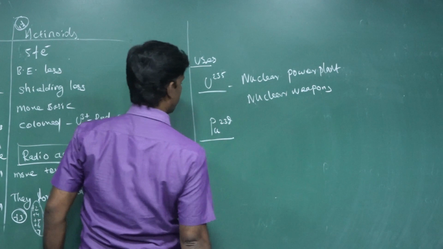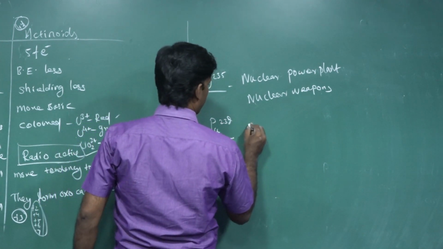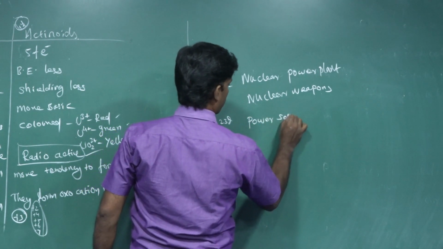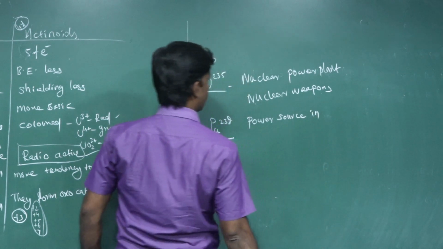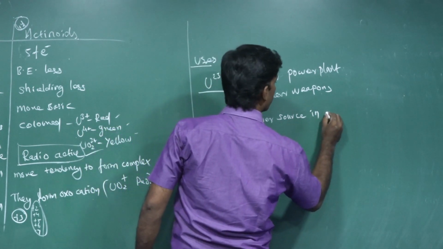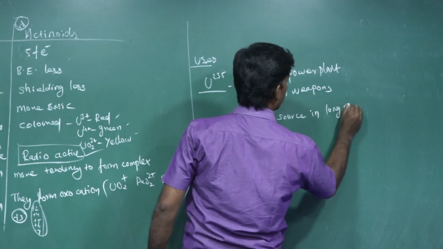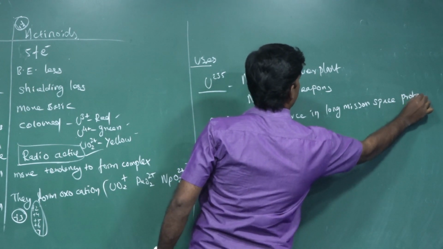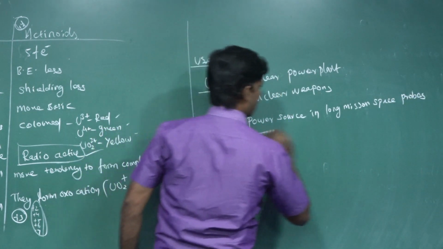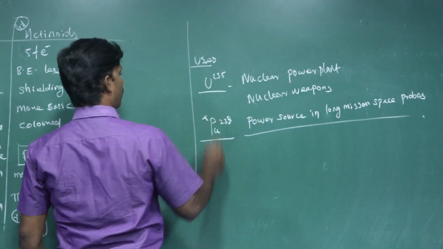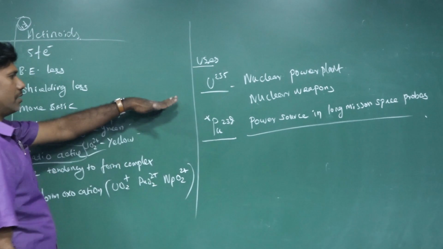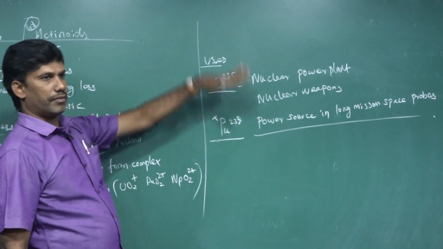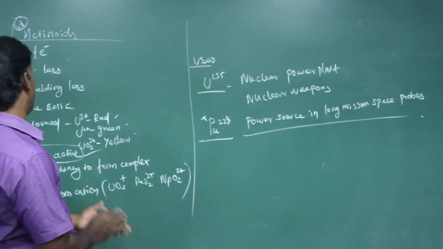Plutonium-238, an isotope of actinides, is used as a power source in long-mission spacecraft. So for long-mission spacecraft, you find the use of plutonium-238. These uses are not given in the book. Uranium-235 and plutonium-238 are some of the uses of actinides. That's all about the actinides.